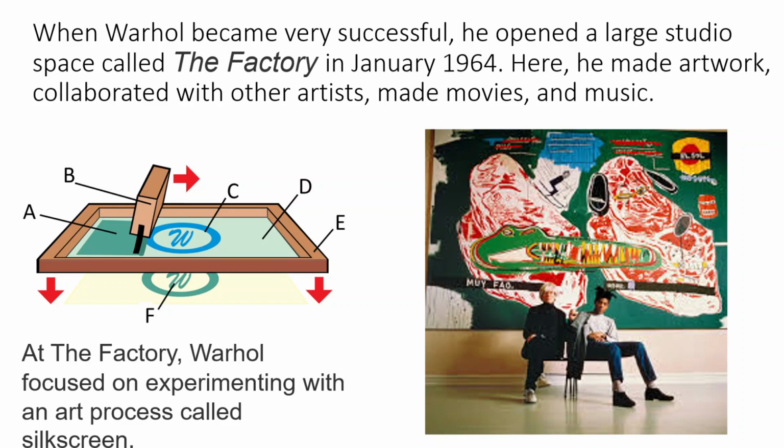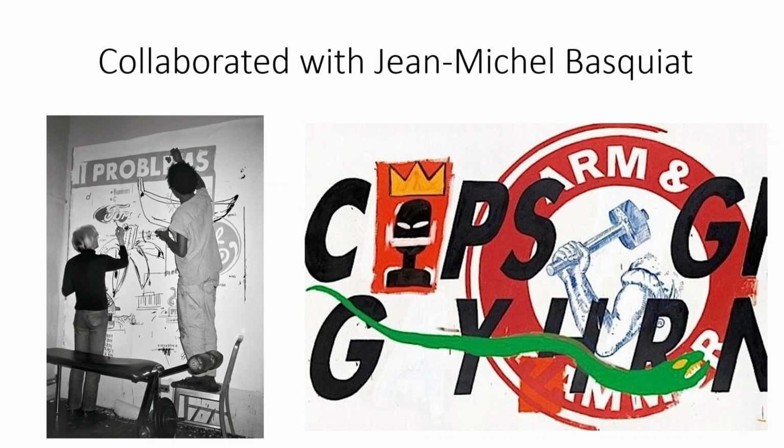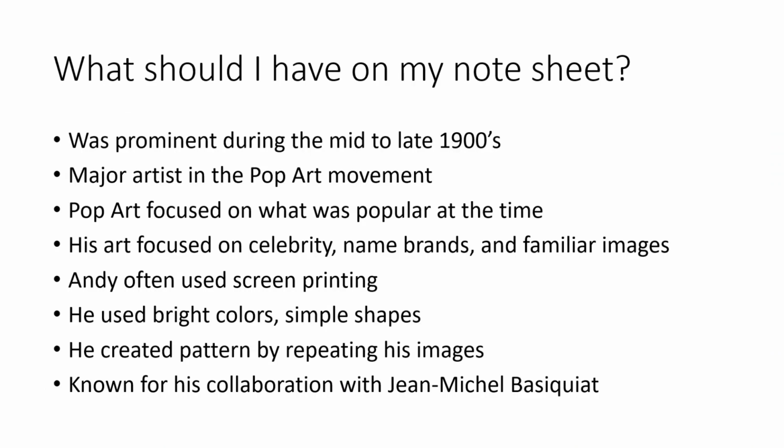But we looked and talked briefly about the factory, the huge gallery and studio that he opened, where he created art, but also people came to make art with Andy, to simply be inspired, to create music, and that sort of thing. On the right, there's an image of he and Jean-Michel Basquiat. They were two of the most famous collaborators when it comes to art collaboration during that period.